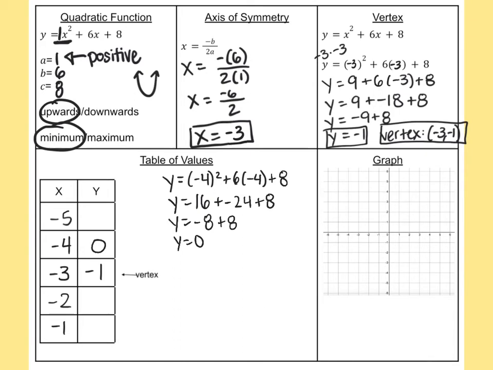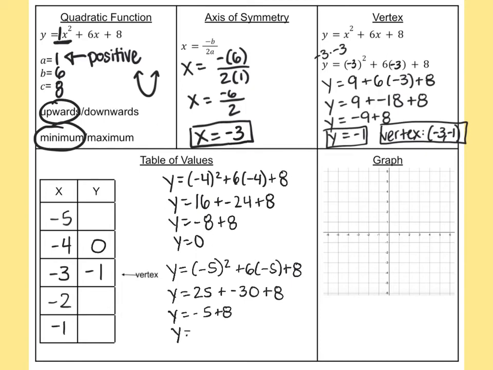And then the next x value I will use is -5. So instead of x, I'll put -5. And again, solve with order of operations. So when x is -5, y is 3.